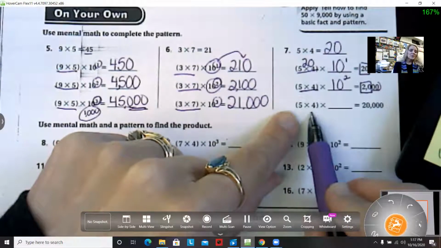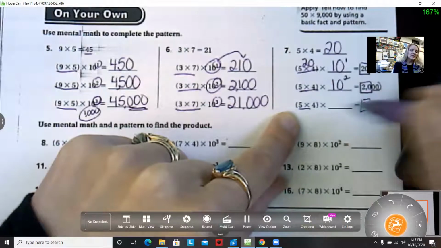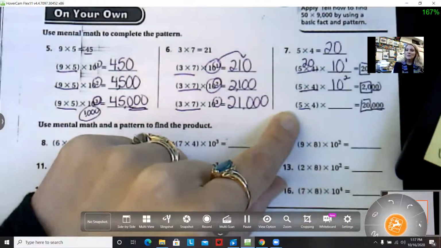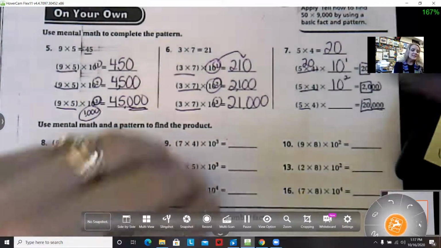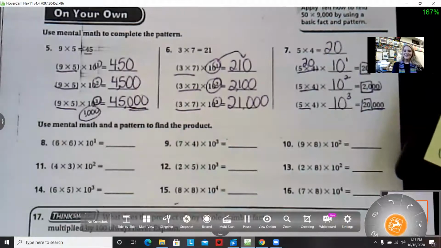5 times 4 again is 20. So let's block out over here the number 20. That's what 5 times 4 equaled. And look how many extra zeros we have here. 3. So what does that mean for our place value? Our base 10 system means 10 to the third power. Goody, goody gumdrops. We're flying right through this.